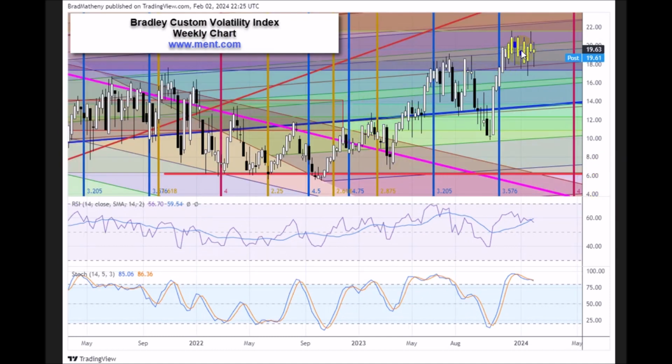The custom volatility index, you can see almost the same type of speculative phase peak pattern right here. We're rolling into that flagging formation. Let's see what happens. Still very bullish, still toppy. We need to kind of see what happens here.